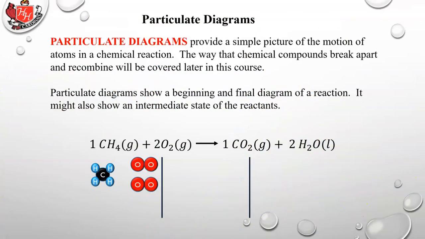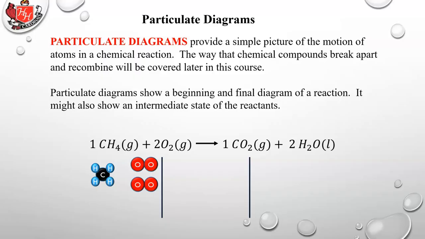A particulate diagram provides a simple picture of the motion of atoms in a chemical equation. The way the chemical compounds break apart and recombine will be covered later in the course. Particulate diagrams show a beginning and final diagram of a reaction. It might also show an intermediate state. So here you see you have the 1 mole of CH4 and 2 moles of O2. And what's going to happen is they're going to smash together.